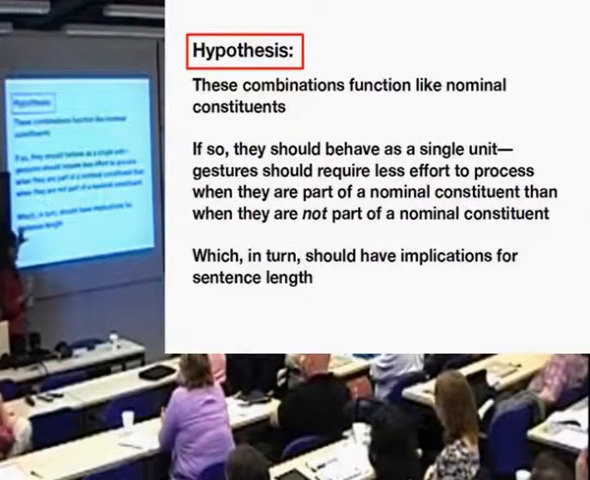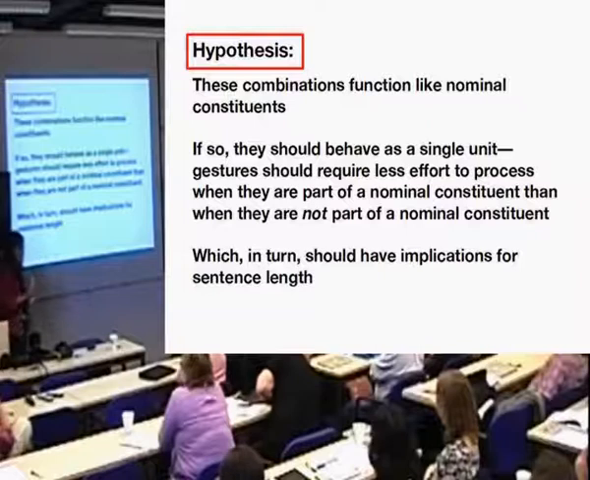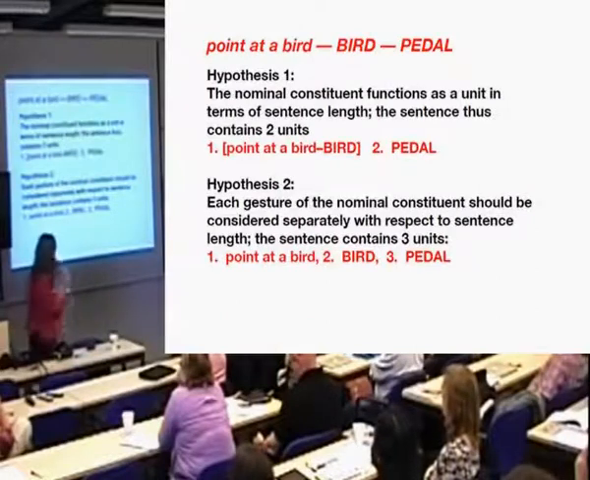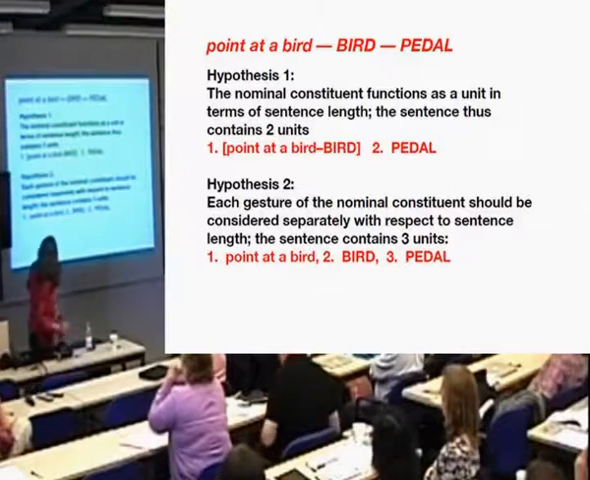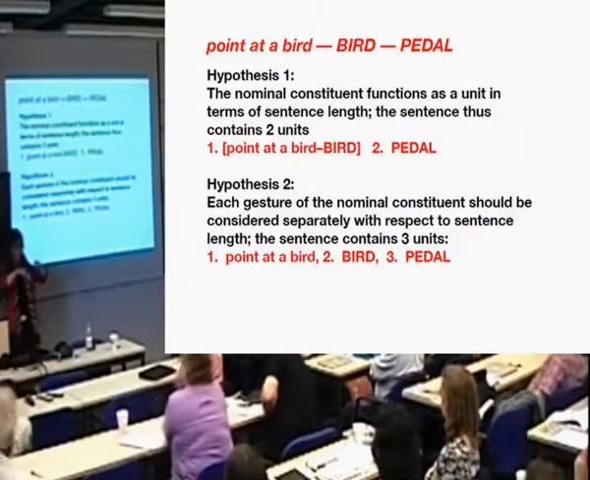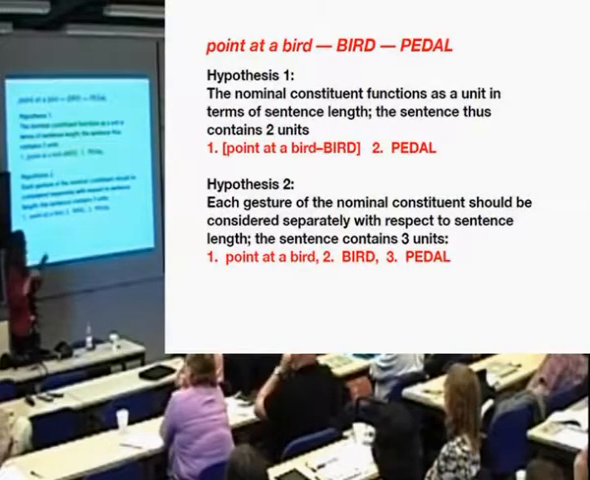And that ought to have implications for sentence length. Right, we have to have longer sentences if you have a nominal constituent in there. Those two gestures are not forming a nominal constituent. So this is the way we went about testing. So you have a sentence like, pointed, this is a real sentence, pointed the bird, pedal. Okay, it's a picture of a bird riding a bicycle. So he points at the bird, he does this, and pedals.